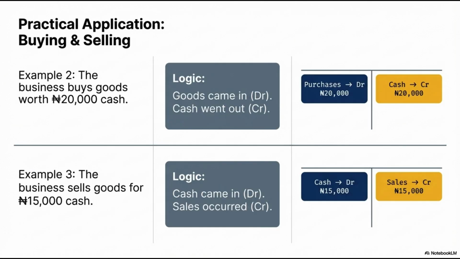Example 2. The business buys goods worth 20,000 naira cash. Goods came into the business. Cash went out. Entry: purchases debit 20,000 naira, cash credit 20,000 naira. Example 3. The business sells goods for 15,000 naira cash. Cash came in. Sales occurred. Entry: cash debit 15,000 naira, sales credit 15,000 naira.